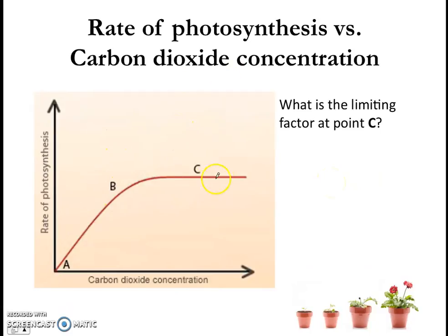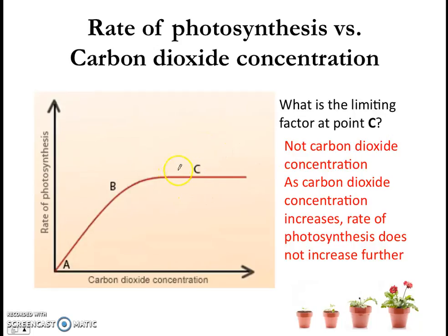Now, how about point C? What is the limiting factor there? Well, if you apply what we learned about the graph about light intensity and rate of photosynthesis just now, this is exactly the same except that it's about carbon dioxide concentration. So at point C, the limiting factor is not carbon dioxide concentration, right?